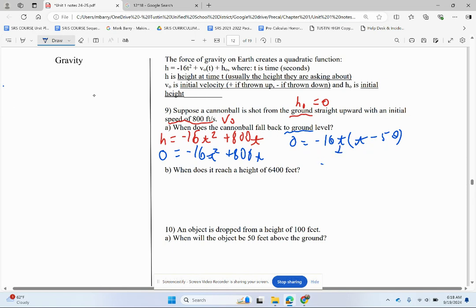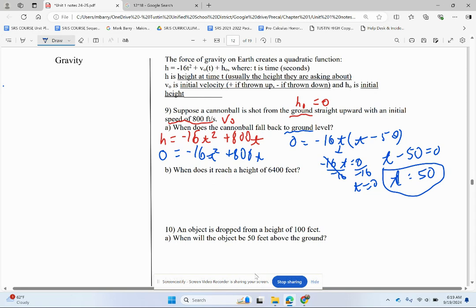Now, technically, we're supposed to set each of these equal to 0 and solve. So this one I would divide by negative 16, and this one I would say t equals 50. In this one, it says, when does it fall back to ground level? So the t equals 0 right here is just saying what we already knew. We started at 0. The t equals 50 right here would be my actual answer.